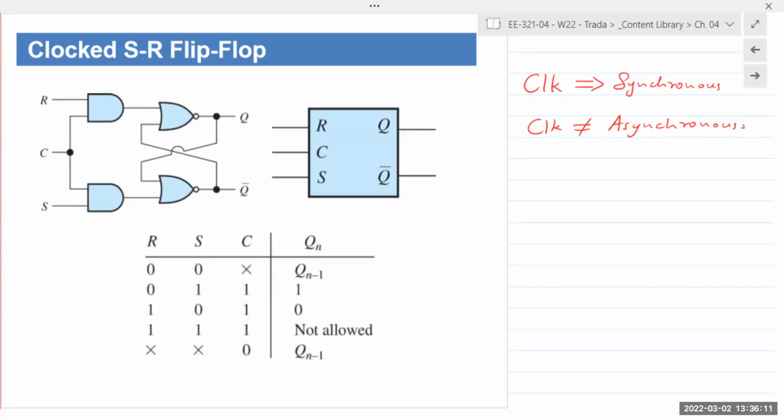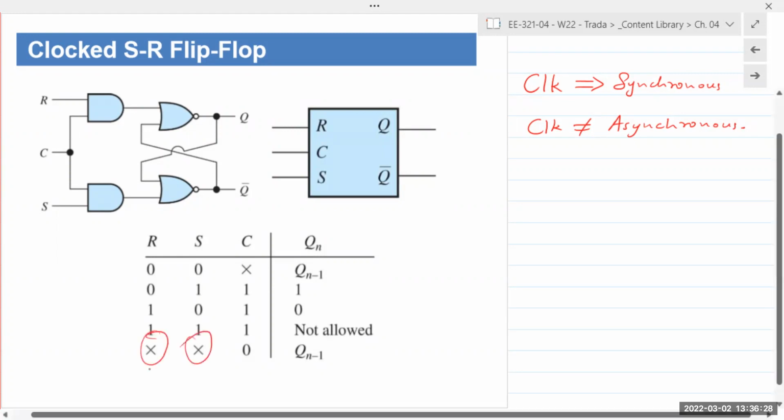It's basically the not allowed state or don't care state. Since you asked the question, let's begin there. The question being asked was, what are the X's in the truth table? X's means don't care. And the reason is, if you look at the circuit, we have two AND gates in front of the two NOR gates.